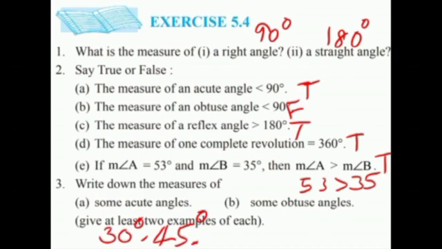And can you give some obtuse angles? Which means greater than 90 degrees, less than 180 degrees. All the numbers between 90 to 180 are obtuse angles. Can you say some obtuse angles? Yes, 100, 110.